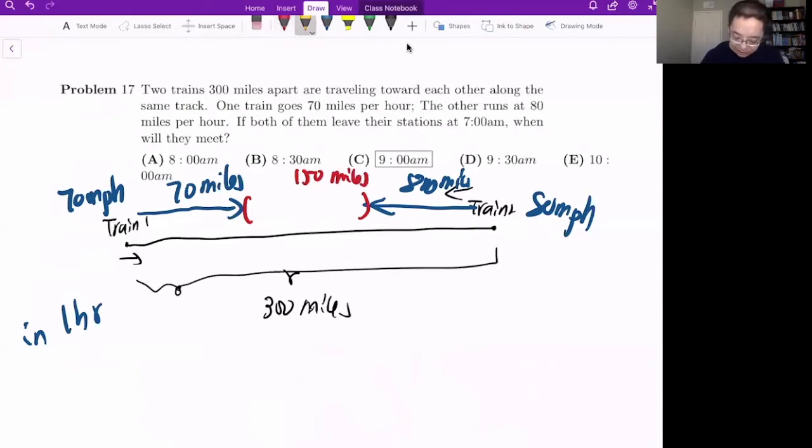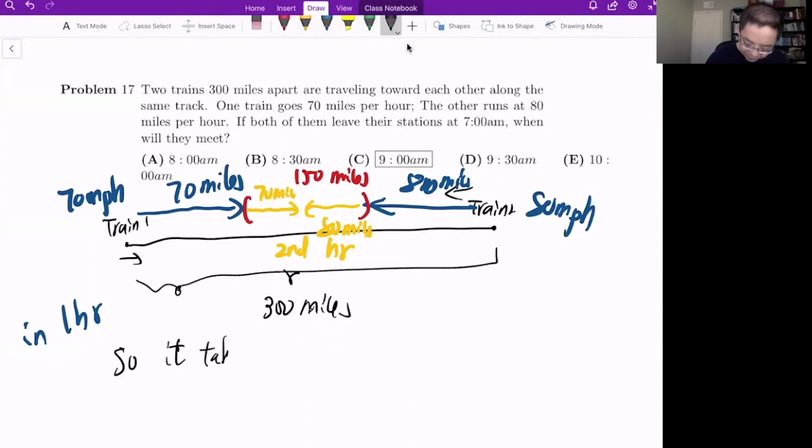If you go 1 more hour, another 70 miles and another 80 miles, it will just fill the gap. They will just meet. This is the second hour. So the conclusion is it takes 2 hours for these two trains to meet.